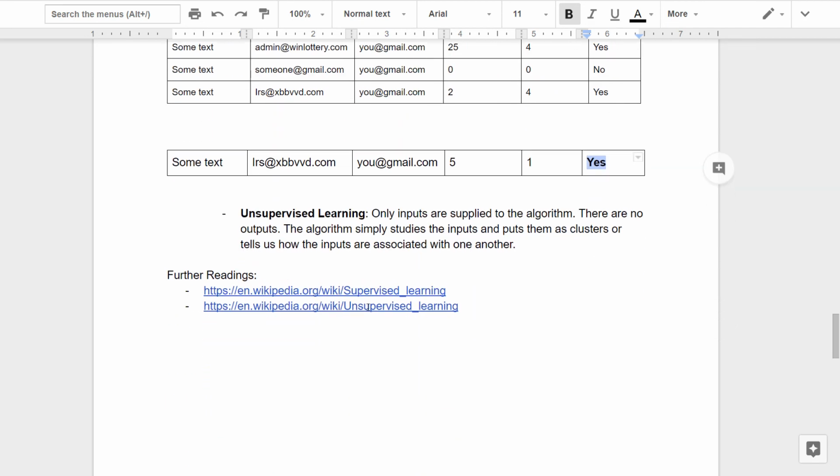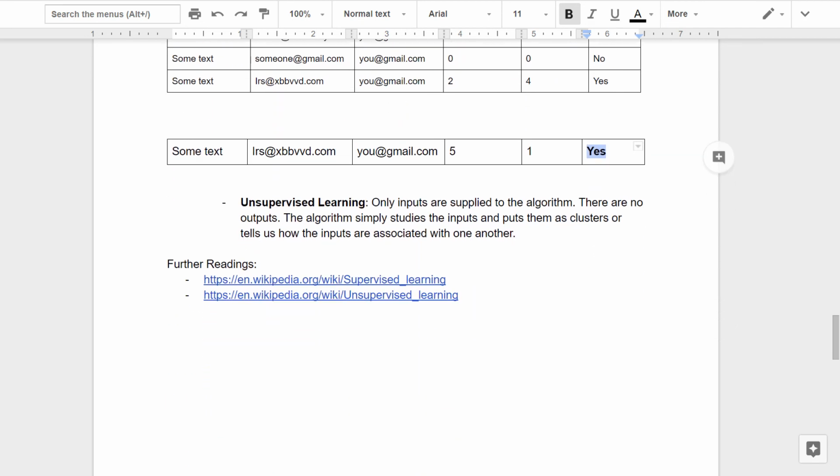All right, so moving on, the next one is unsupervised learning. Unsupervised learning is kind of the opposite of supervised learning. In supervised learning, we had inputs and also the outputs that we supplied to the algorithm to establish a pattern. However, in unsupervised learning, we don't have any output. The algorithm will just study the inputs and then classify them according to certain categories or clusters. Don't worry too much about it right now. We'll look at a very practical example in the coming lectures.